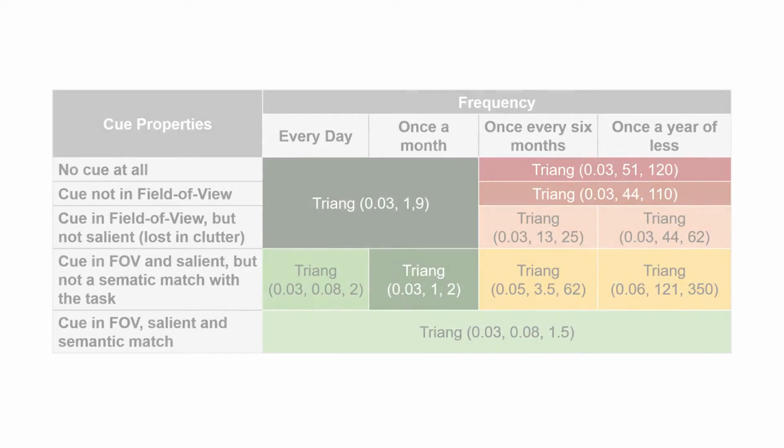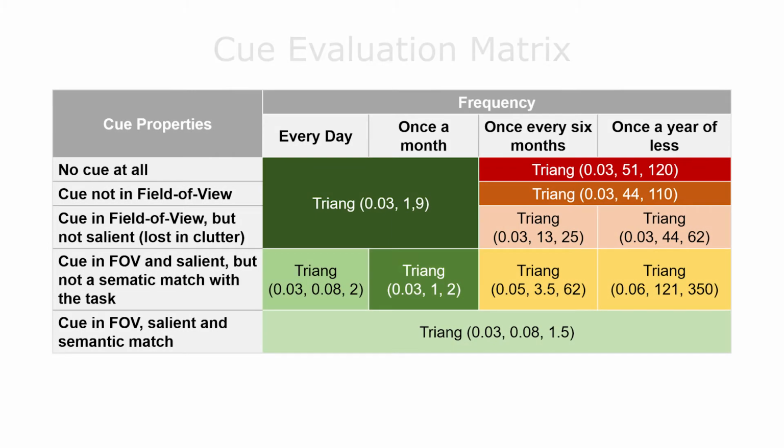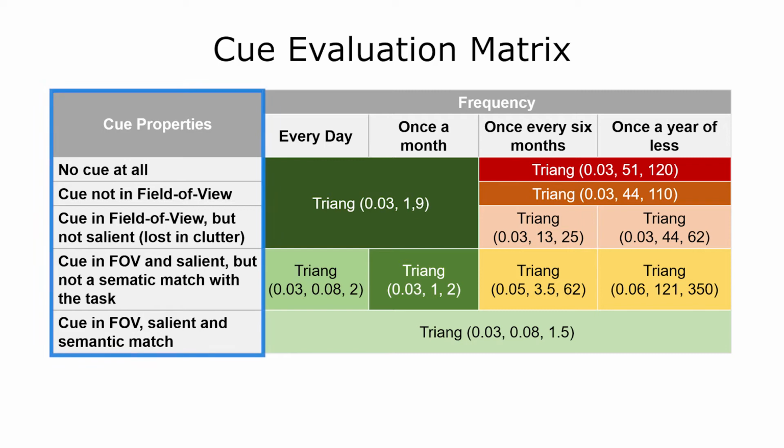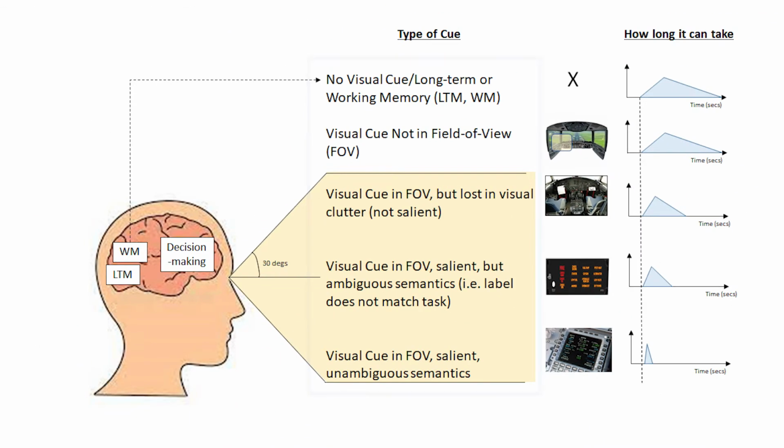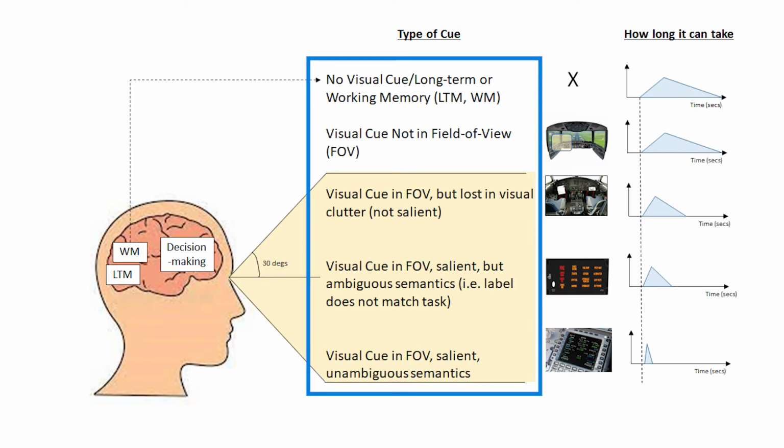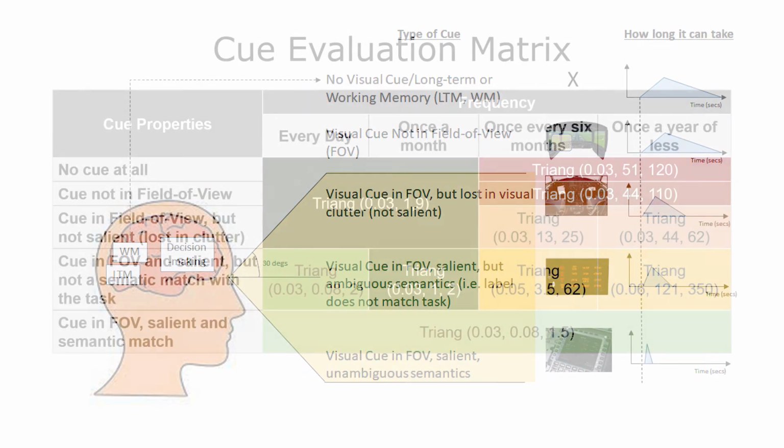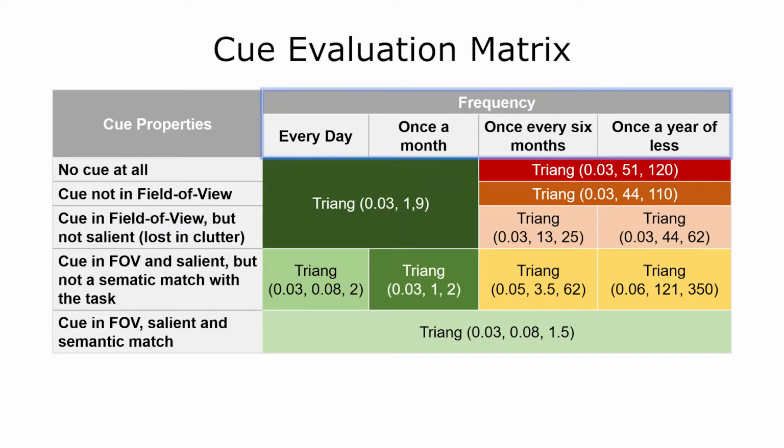Let me flip to the next screen and show you the cue evaluation matrix that I put together. Each cell in the matrix represents the combination of cue properties and the frequency with which the cue is used. The cue properties range from no cue at all to cue in field of view, salient, and strong semantic match. The frequency ranges from every day to once a year or less.